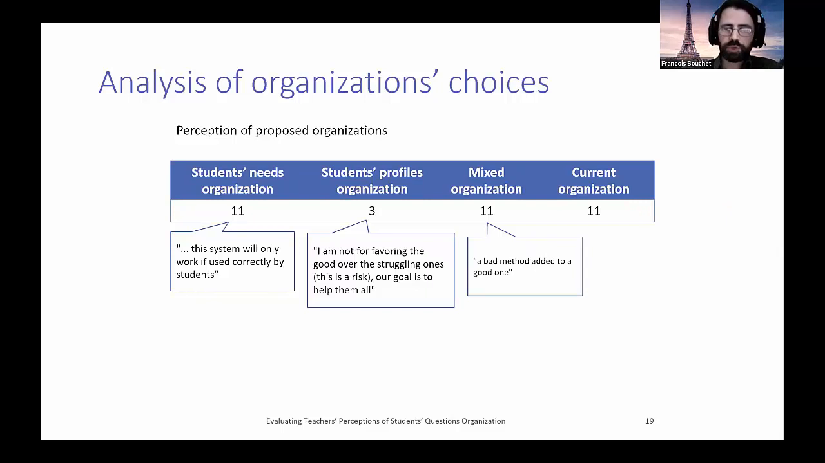So when we ask them which one they prefer, we see that there is a clear split between the answers. We have three organizations, including the current one, that actually receive 11 votes each, and one organization, the one based on students' profile, that receives fewer votes than the others. One of the hypotheses that we have was that the labels of the categories, struggling, average, and good, were somehow giving some teachers the implicit suggestion that one should focus more on questions from the good students.